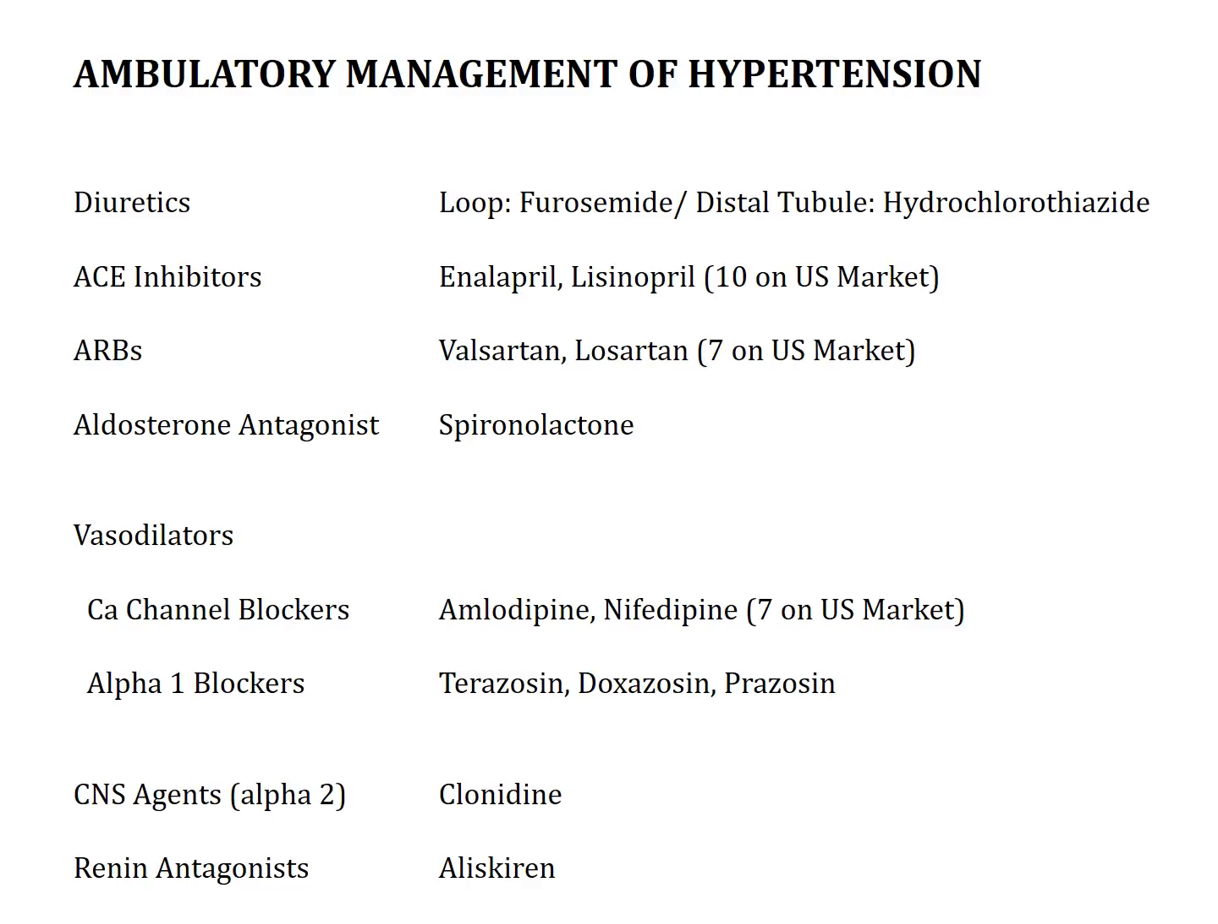You have drugs which act in the central nervous system like clonidine, and then a newer drug on the market now, aliskiren, which is an actual antagonist to the renin enzyme. Again, not a first-line drug. Typically, your first-line drugs are your top 4: diuretics, ACE inhibitors, ARBs, and aldosterone antagonists. Then for an individual with persistent hypertension, you can look at add-on therapy, such as a vasodilator, a CNS-acting drug, or a direct renin antagonist.